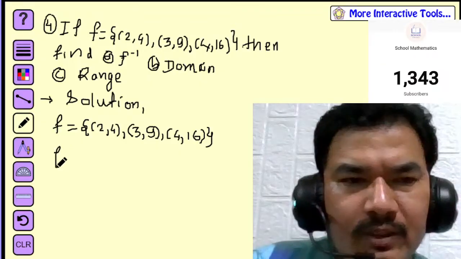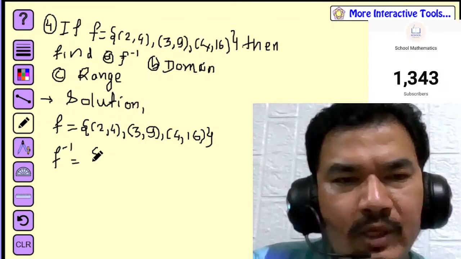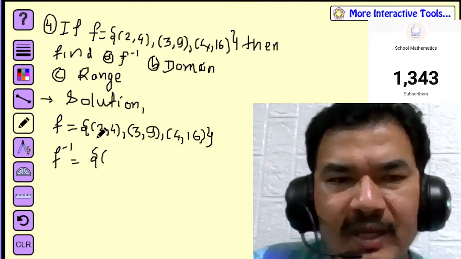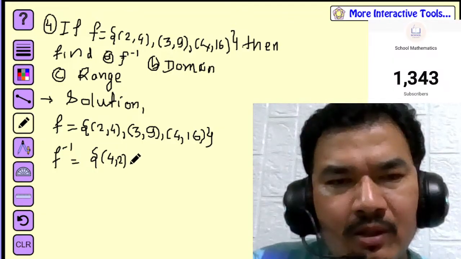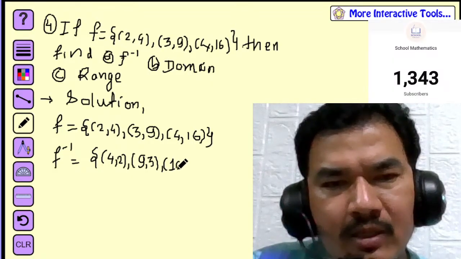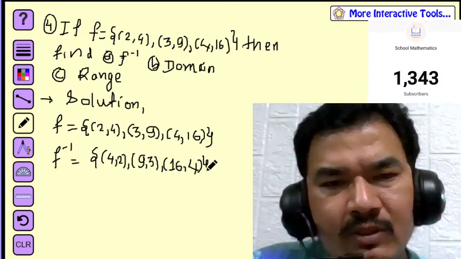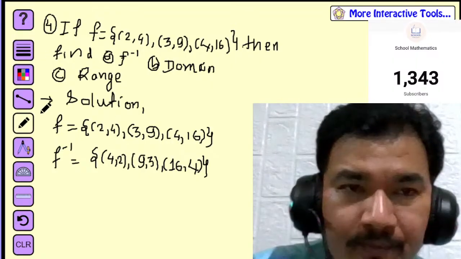Then if it is asked to find the inverse function, it is written like this. When we write the function by interchanging x and y components, that is called the inverse function. (4, 2) will be here, and here (9, 3), and then the next one is (16, 4). If we write the function by interchanging x and y of the ordered pairs, that's called the inverse function, okay.